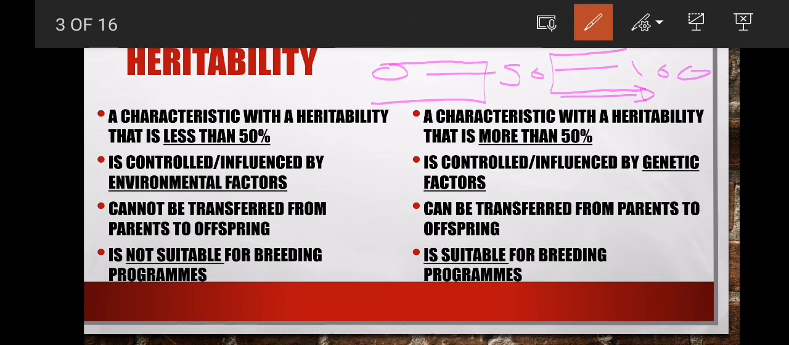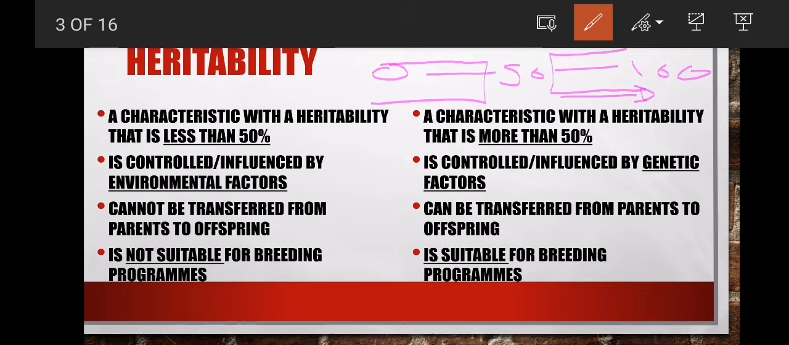Why are you breeding the animal? Because the characteristic that you are looking for, that you are focusing on, must be passed to the offspring. So you better go for the characteristic that will be transferred to the offspring. That characteristic is one with a heritability of more than 50% and is also influenced by genetic factors. That's what you must understand when we look at this.